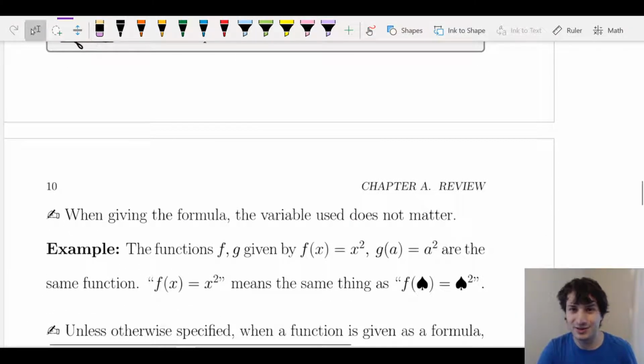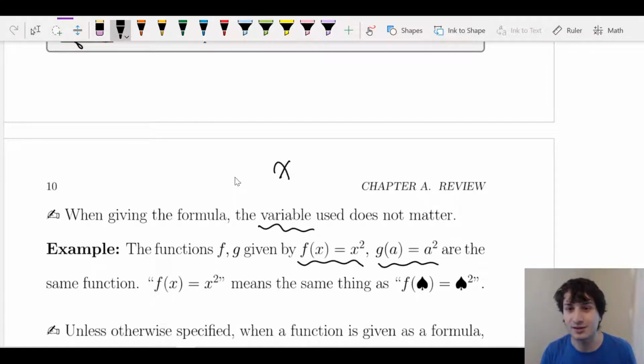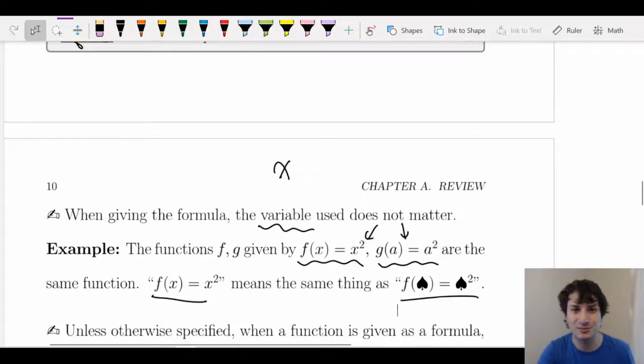Another point to notice here that people get sometimes tripped up on is when you're giving the formula for a function, the variable that you use, so the x that we used, that is just some kind of generic placeholder variable, and it doesn't matter what you use. So for example, the function f of x equals x squared and g of a equals a squared, those represent the same exact thing. So they both take something in as input, they square it, and that's the output. Therefore, these two things are the same. So you can use any variable you want. F of x equals x squared is exactly the same thing as f of spades equals spades squared. So whatever you input, you output the thing squared. Don't get too attached to the variable x, right? It could be anything. That's what's going on in this bullet point.